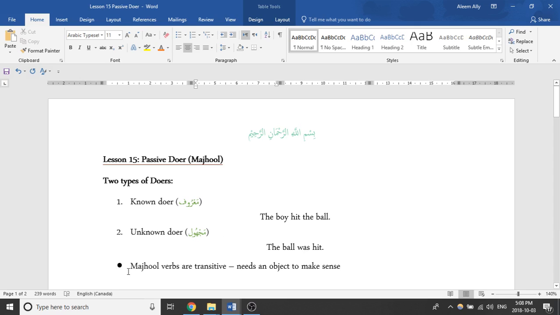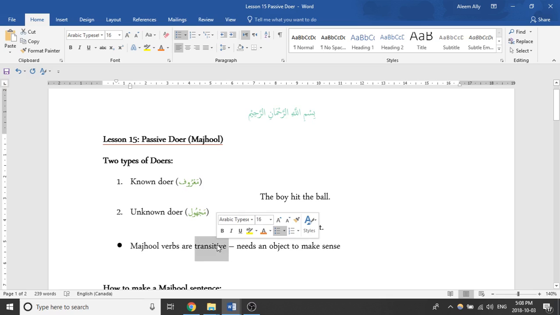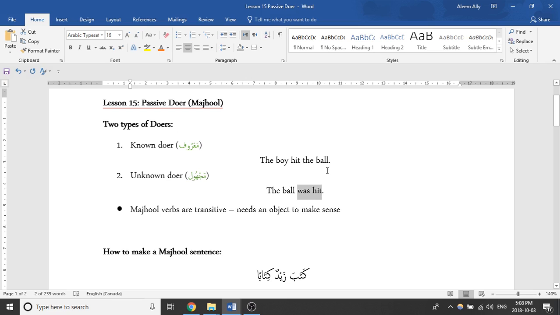One thing to keep in mind is that majhool verbs are transitive by nature. And as we discussed, transitive verbs are ones that require objects, right? So if you have a verb that's majhool, it's going to need an object to make sense. If I said, "was hit," well, we need to know what was hit, right? It doesn't make any sense. We need to know that a ball was hit.